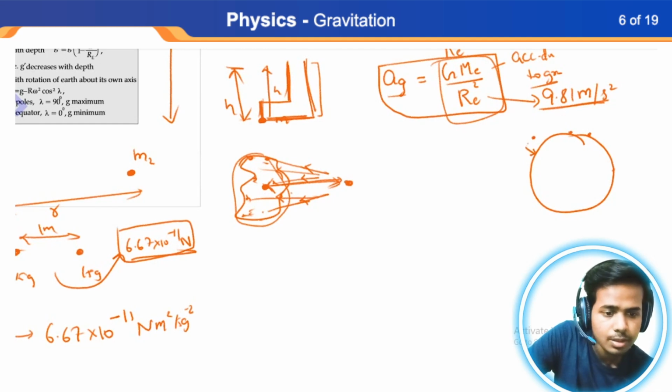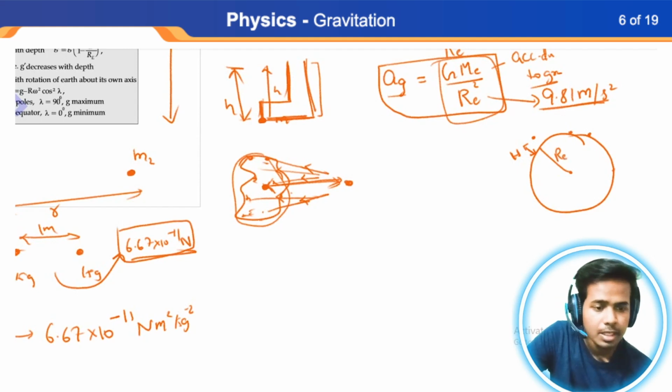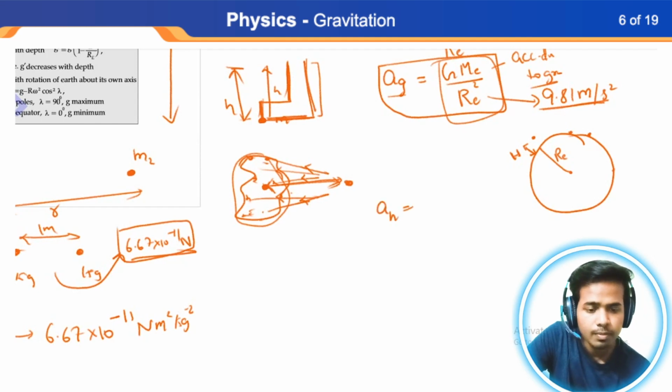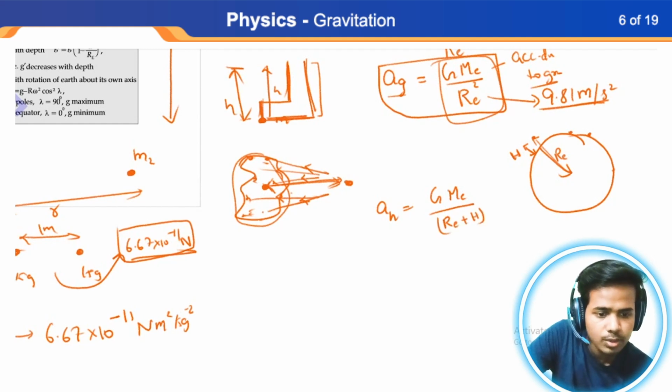So first of all, let's say there is another point A at a height h from the surface. This is the radius Re. Then of course you can write the acceleration due to gravity at point A at height h as G Me divided by the whole length squared, and that whole length squared will be (Re plus h) the whole square.